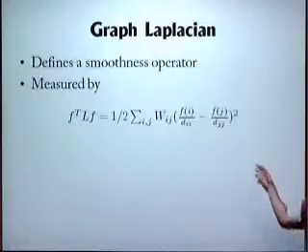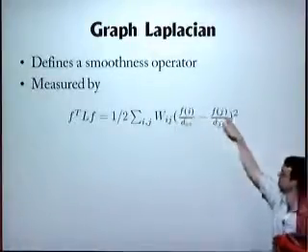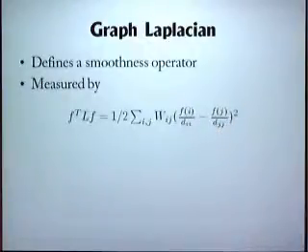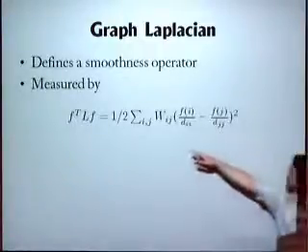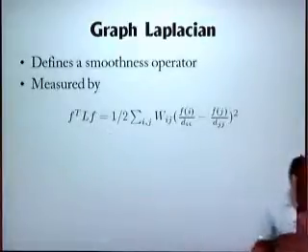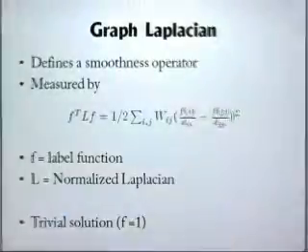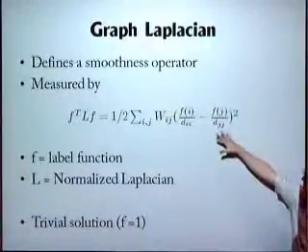Okay, and equally, if the affinity is small, then the f values can vary to a greater extent. And so what you want, of course, is to find an f that minimizes this quantity here. Now, of course, this has a sort of trivial solution. So if you just have f equals to 1, or f equals a constant value, then you end up with this being 0.